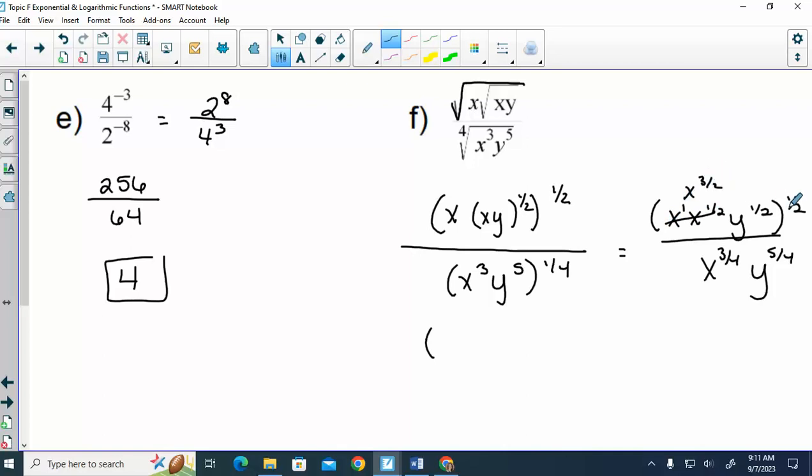And then what do we have to do with this 1 half? Multiply power through power. So that would give me x to the 3/4, y to the 1/4. So I kind of combined a couple steps there. Is everyone okay with what I did?